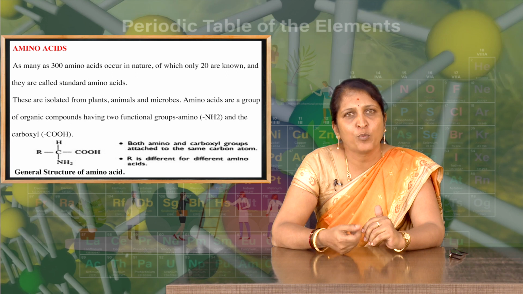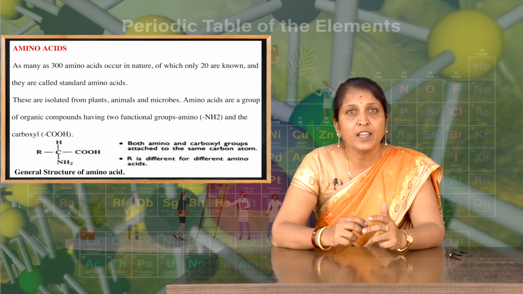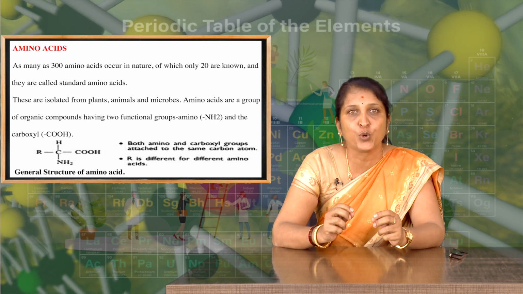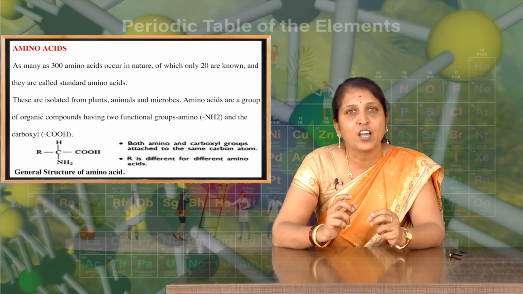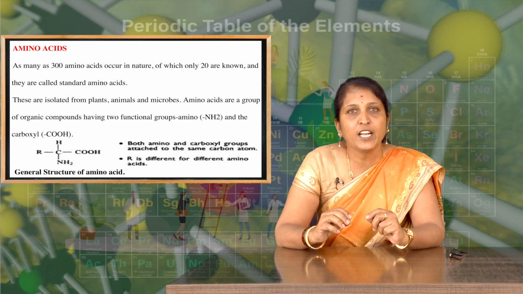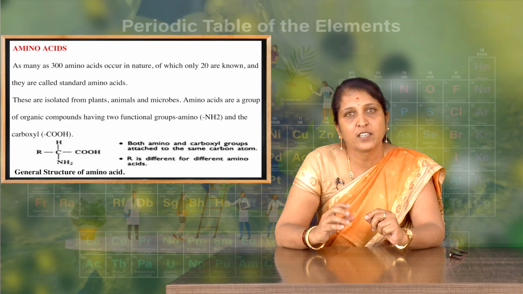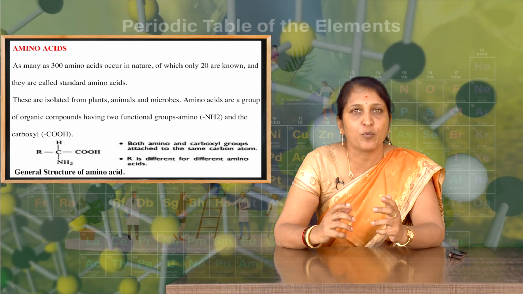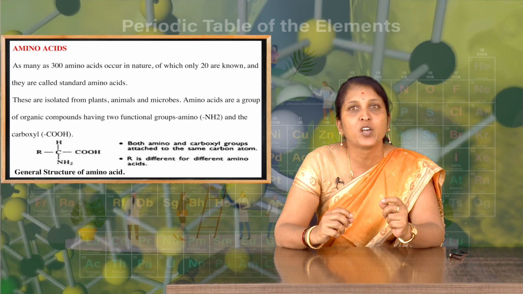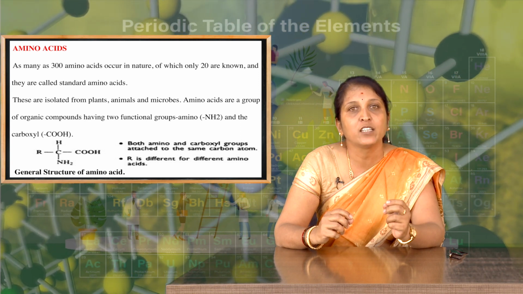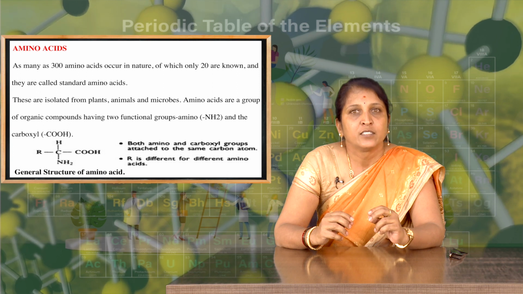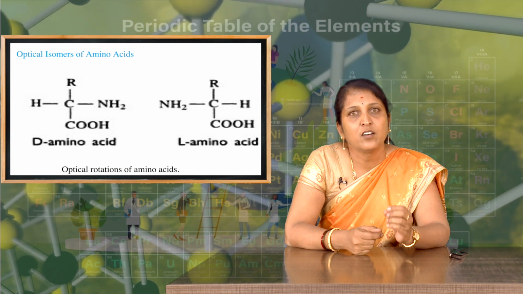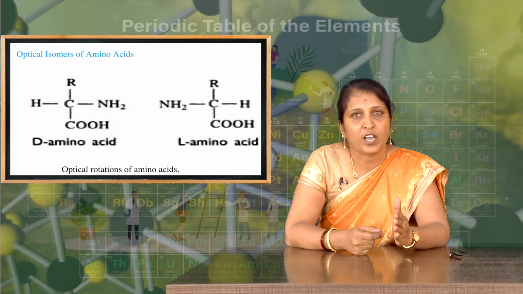Next, we move to know about amino acids. 300 amino acids occur in nature, of which only 20 are known, and they are called standard amino acids. These are isolated from plants, animals and microbes. Amino acids are a group of organic compounds having two functional groups, amino and carboxyl group. This is the general structure of amino acid. These are the optical isomers of amino acid.